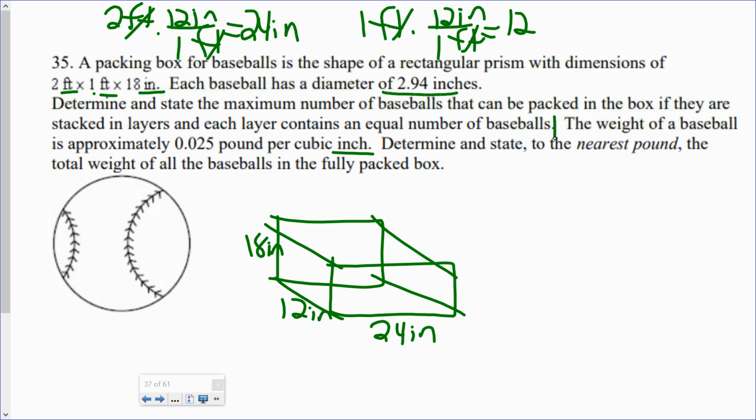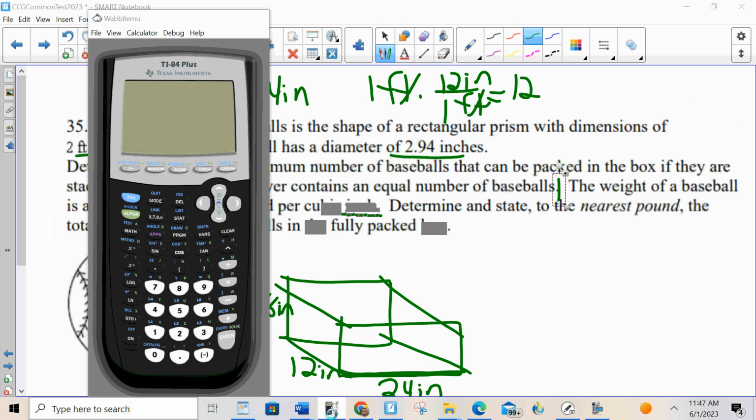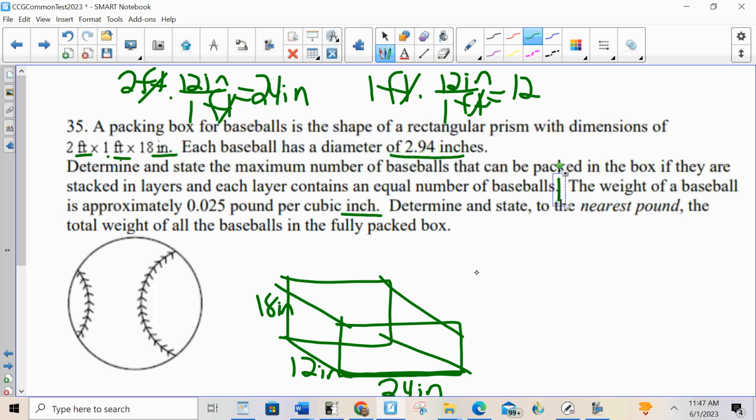So what I'm going to do is divide. I'm going to start with this 24. I'm going to see how many are going to fit across this way. So I'm going to divide 24 by the diameter of the baseball, since the diameter of the baseball is how much horizontal space it's taking up. I got 8.16... So let's put this onto paper here.